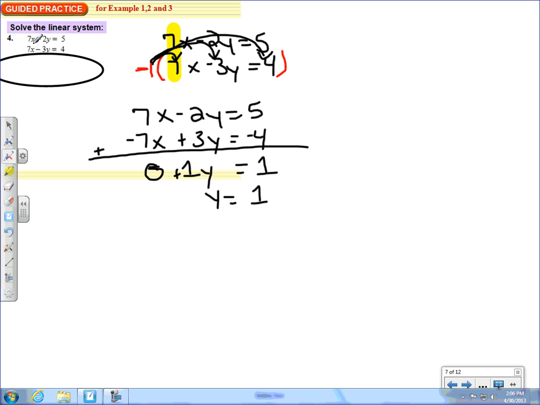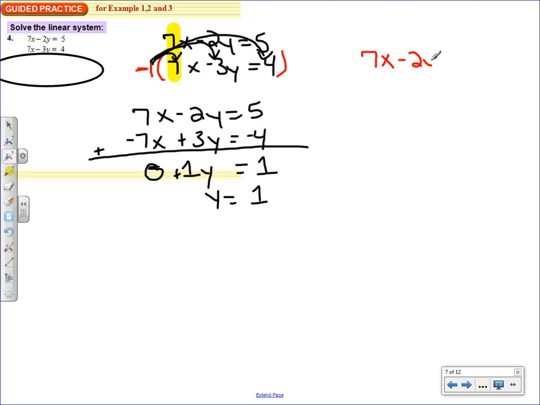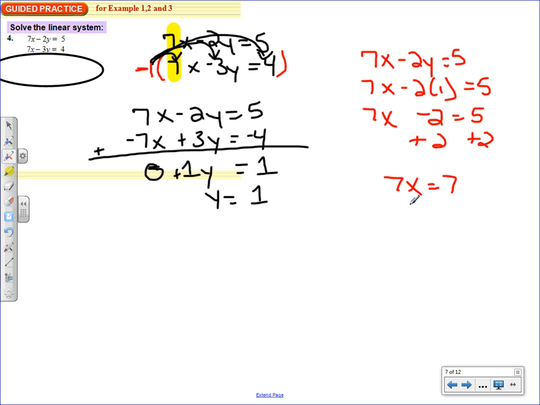I can pick either original equation and substitute that in. 7x minus 2y equals 5. 7x minus 2 times 1 equals 5. 7x minus 2 equals 5. I'm going to add 2 to both sides. 7x equals 7. Divide both sides by 7. The value of x is 1. So my final answer, the coordinate point, would be x comma y, 1 comma 1.